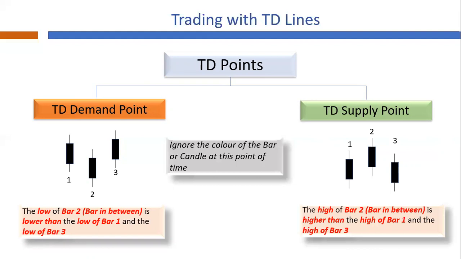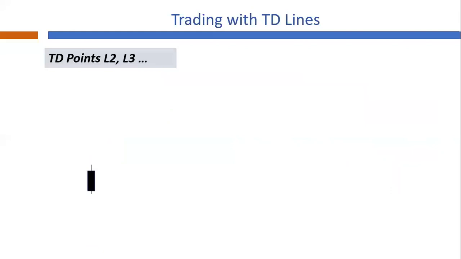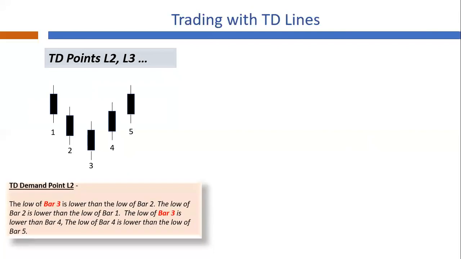What we have seen now is a level 1 TD point. However, there can be level 2, level 3, level 4, etc. TD points too. We will look at how to identify level 2 and level 3 TD points. Look at the level 2 TD demand point. At least 5 bars are required to identify a level 2 TD demand point. In this, the low of bar 3 is lower than the low of bar 2 and the low of bar 2 is lower than the low of bar 1. In addition to this, the low of bar 3 is lower than the low of bar 4 and the low of bar 4 is lower than the low of bar 5.